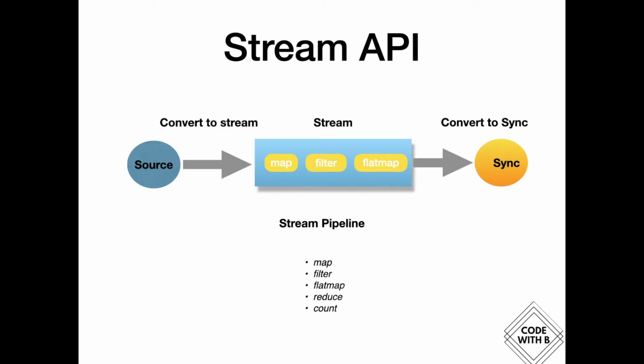So how Stream API works is you have a source. First of all, you convert that source into the stream with the help of Stream APIs. And then you chain different higher order functions with your stream. And finally, you convert that stream to sink again with the help of Stream APIs.